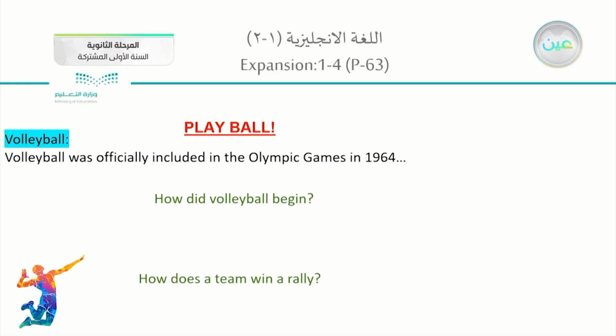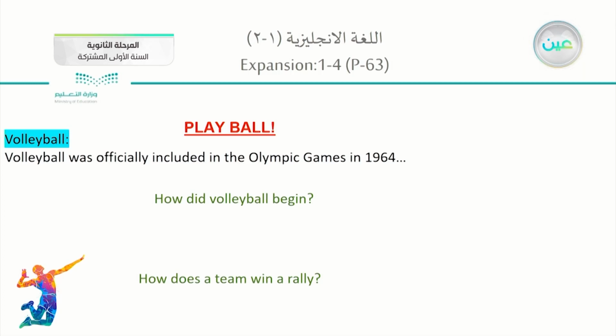Volleyball was officially included in the Olympic Games in 1964. It began as an indoor sport, created by William G. Morgan, a physical education director, in 1895. The game borrowed characteristics from tennis and handball, and was originally designed for older players.